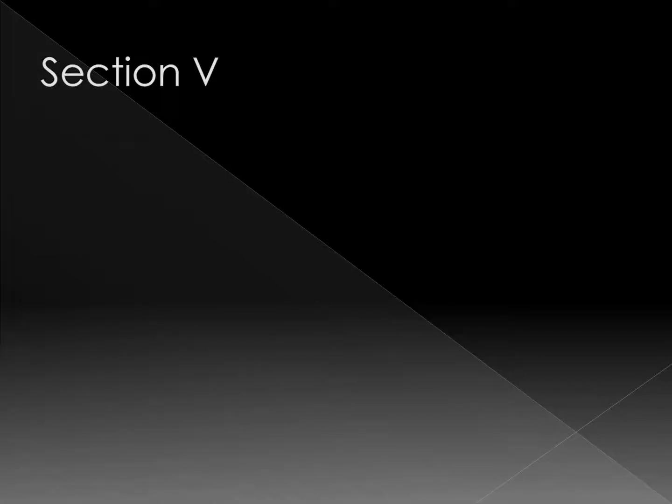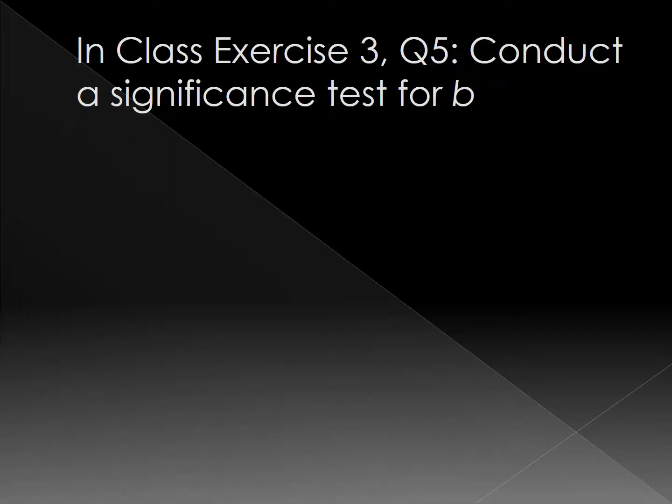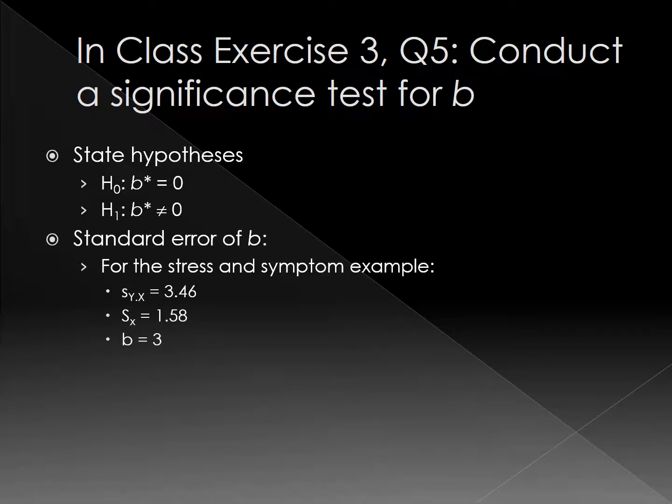Once you have finished the last in-class exercise question, you can start this section 5. So for in-class exercise 3, number 5, we need to conduct a significance test for B weight. The research hypothesis is that B star does not equal 0. The null hypothesis is B star equals 0. Then we need to compute the standard error of B.